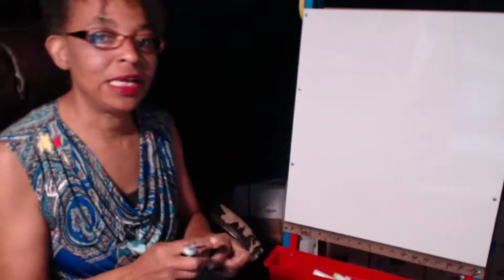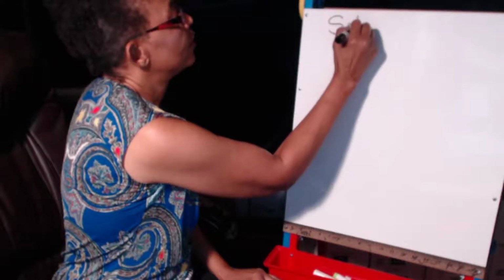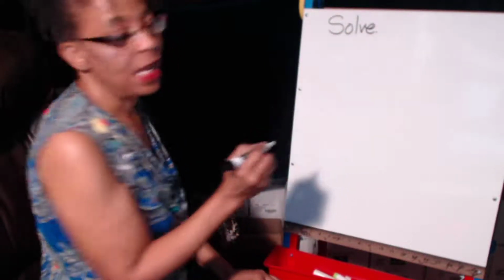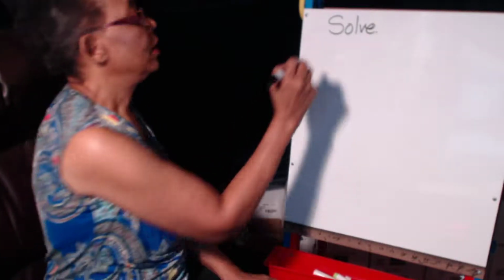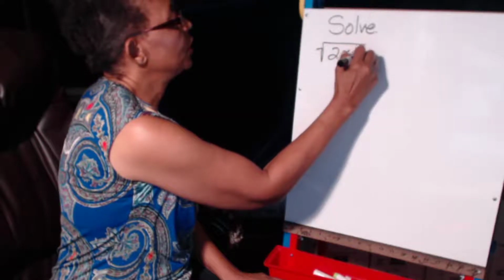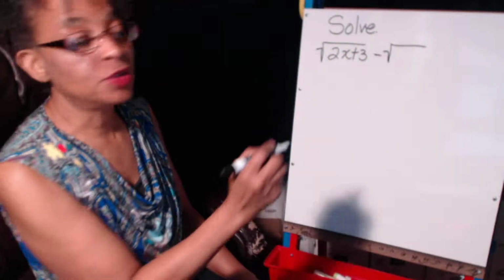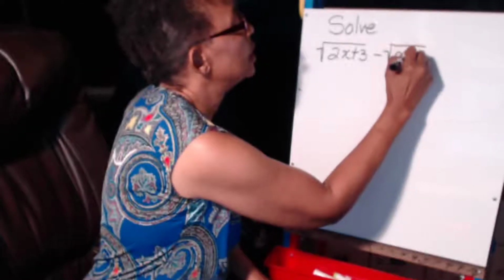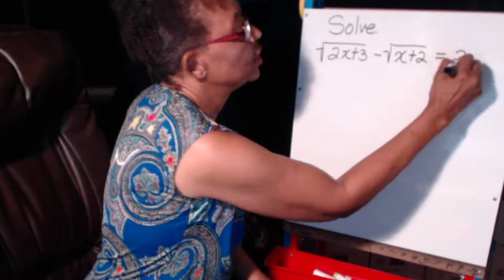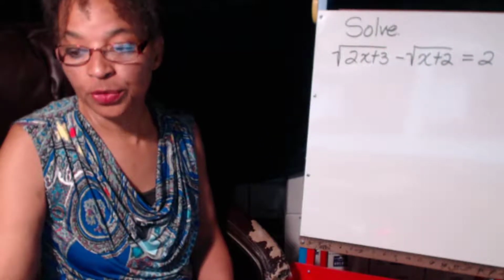This is one of our examples. Instructions are simply to solve, and we are solving the square root of 2x plus 3 minus the square root of x plus 2, and that equals 2.